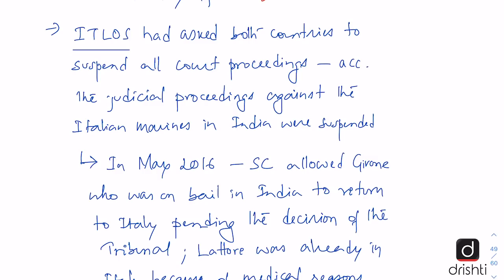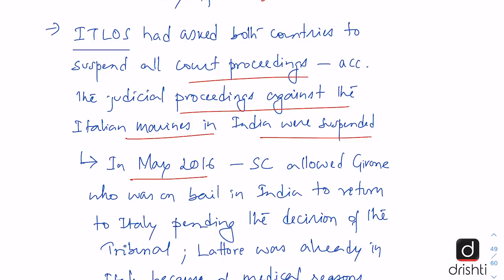Now the International Tribunal on Law of the Sea has asked both the countries to suspend all court proceedings, and accordingly the judicial proceedings against the Italian Marines in India have been suspended. Also in May 2016, the Supreme Court had allowed Girone, one of the Italian Marines who was on bail in India, to return to Italy pending the decision of the tribunal. And the other Marine, Latorre, was already in Italy because of medical reasons. So both the Marines are anyways in Italy.